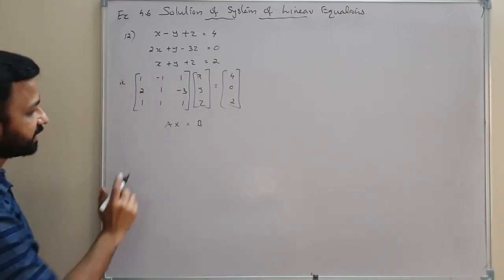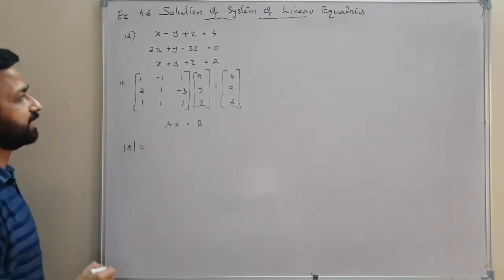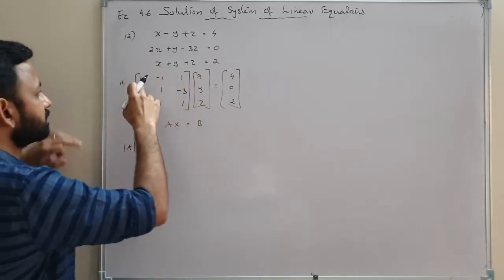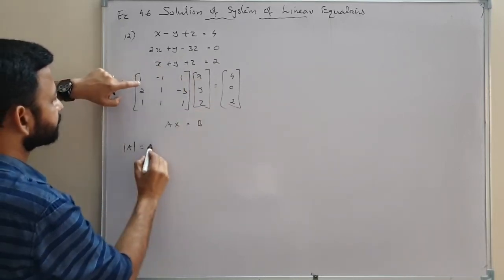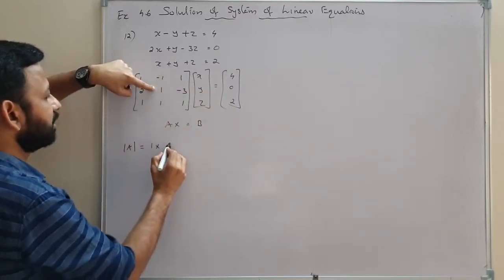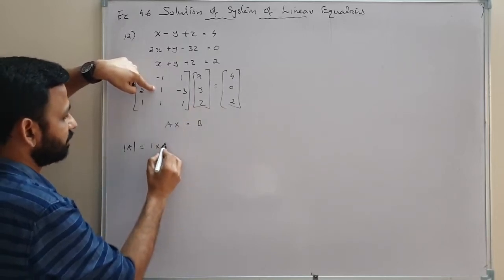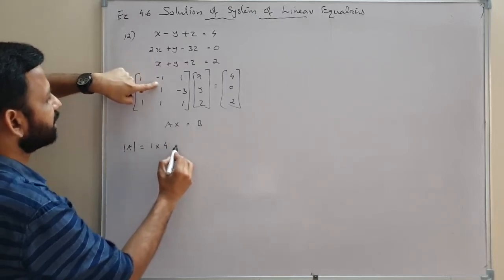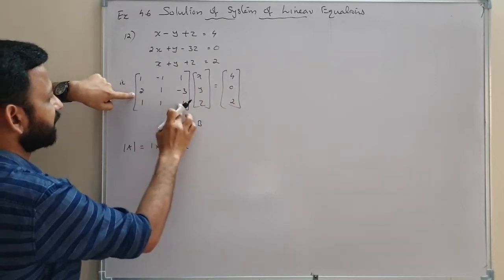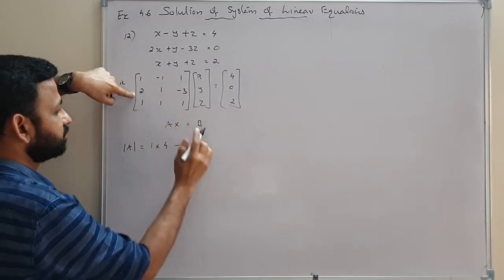Now we have to find determinant A. Determinant A is equal to, by using the first row we can find it. 1 into, deleting, 1 into minus 3, 1 1, 1 plus 3, that is 4, 1 into 4. Then minus 1 into the second element, deleting, 2 into 1, 2 minus 3, that is 2 plus 3, that is 5.